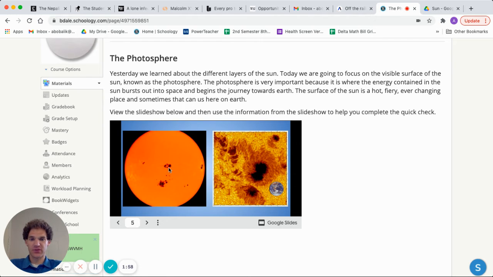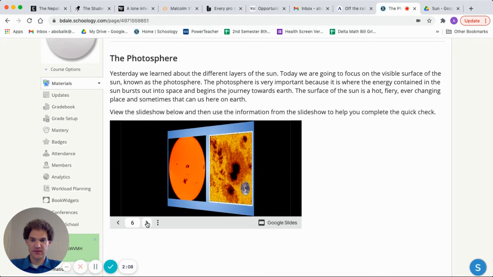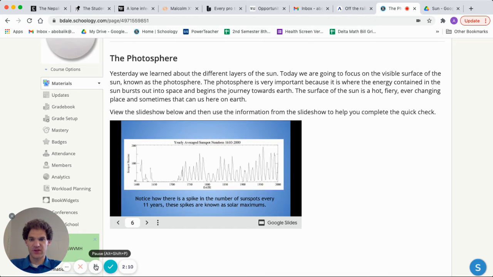Here we can see some pictures. This is a full picture view of the sun. We see some darker splotches. Those are the sunspots, and these are the up-close pictures of sunspots. Here we see a graph that shows the number of sunspots on the sun, and you'll see there's a pretty clear spike about every 11 years, and this is known as a solar maximum. There's the maximum amount of sunspots every 11.2 years. That'll come into play here in just a second.